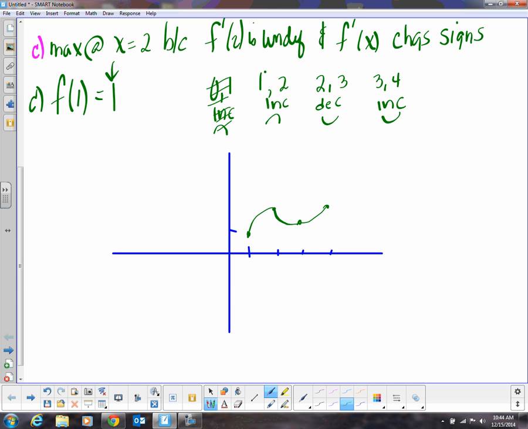The derivative is undefined because of a sharp turn. Okay? It is continuous. The derivative isn't continuous, but my graph is. They said f was continuous.